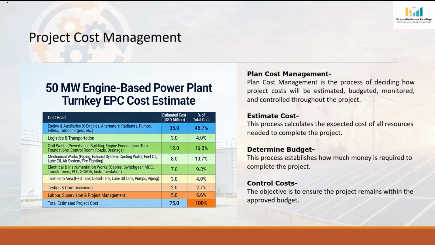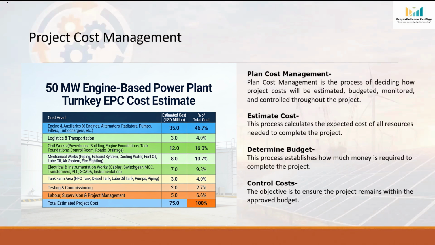Logistic and transportation. The estimated cost is 3 million USD. Next activity is civil works, which means powerhouse building, engine foundation, tank foundation, control room, roads, drainage. So the cost is around 12 million USD. Next is mechanical work: piping, exhaust system, cooling water, fuel oil, lube oil, air system, firefighting. So costing is around 8 million US dollar.